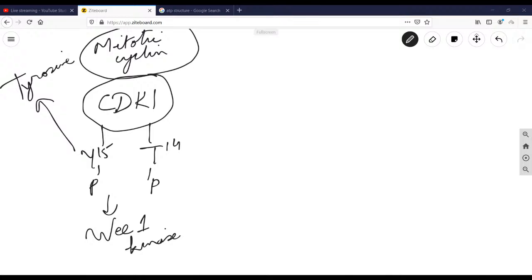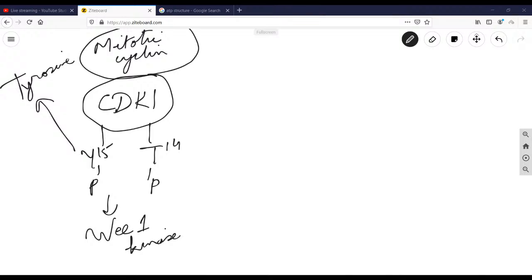Why? Because threonine 14 and tyrosine 15 of the CDK, which CDK here? Talking about CDK1, right? You can write it as CDK1. So CDK1 are phosphorylated by the protein kinase V1. Now, why is it phosphorylated?